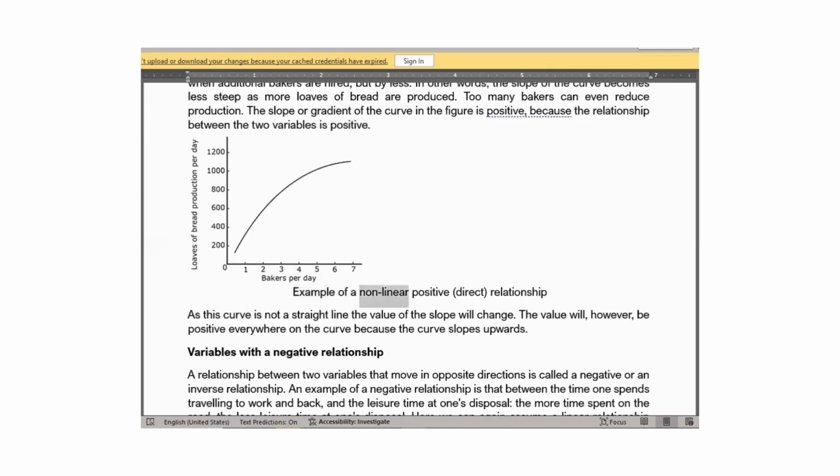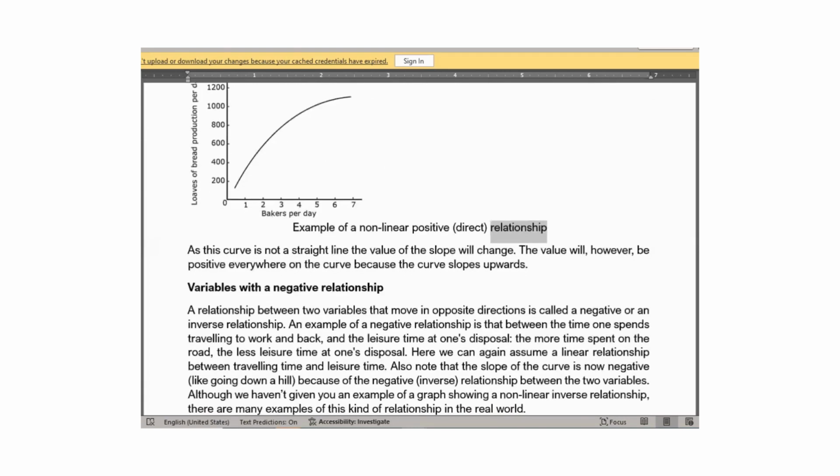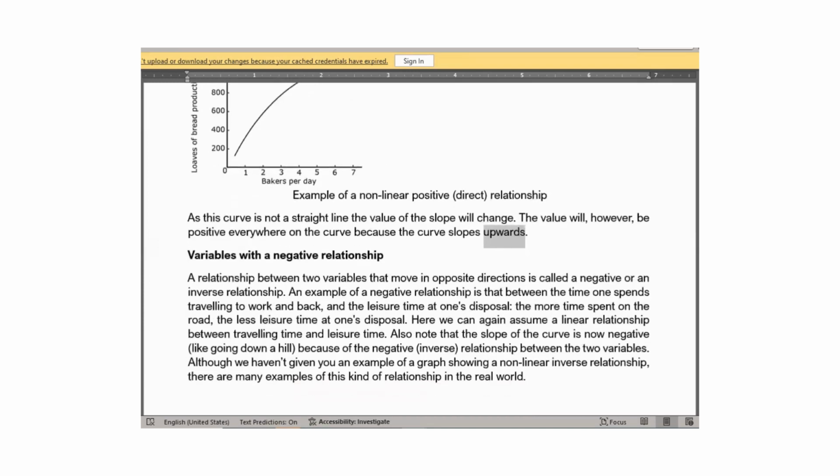Example of a nonlinear positive, direct, relationship. As this curve is not a straight line, the value of the slope will change. The value will, however, be positive everywhere on the curve because the curve slopes upwards.